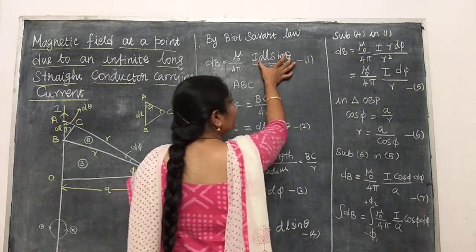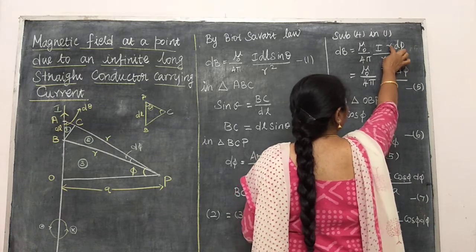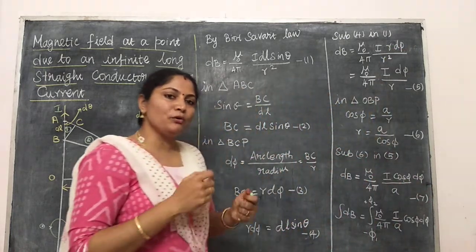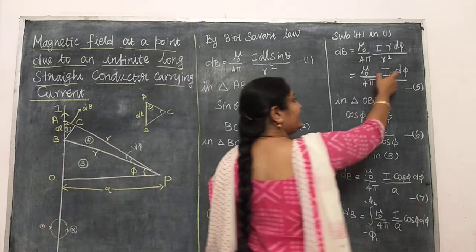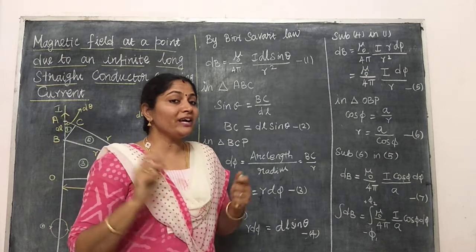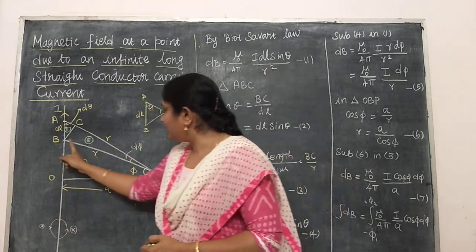dl sin theta is replaced by r d phi by r square. R gets cancelled. So we'll get the equation like this, mu naught by 4 pi I d phi by r. This is the equation number 5. Now we are going to consider the third triangle, which is nothing but this.